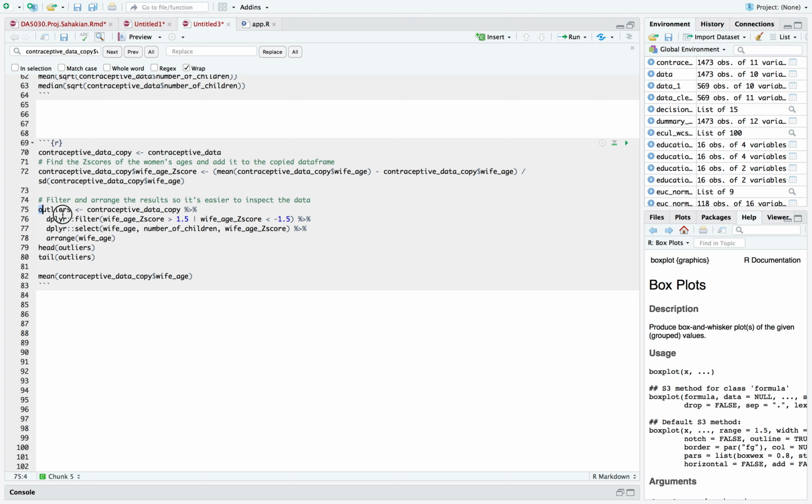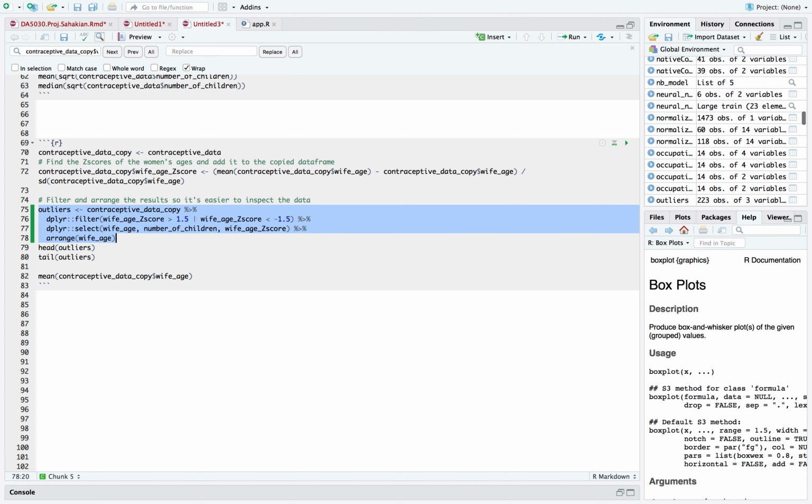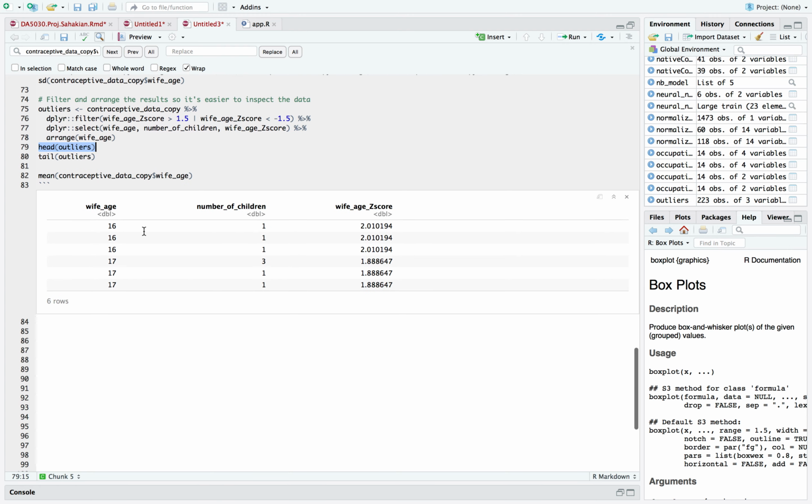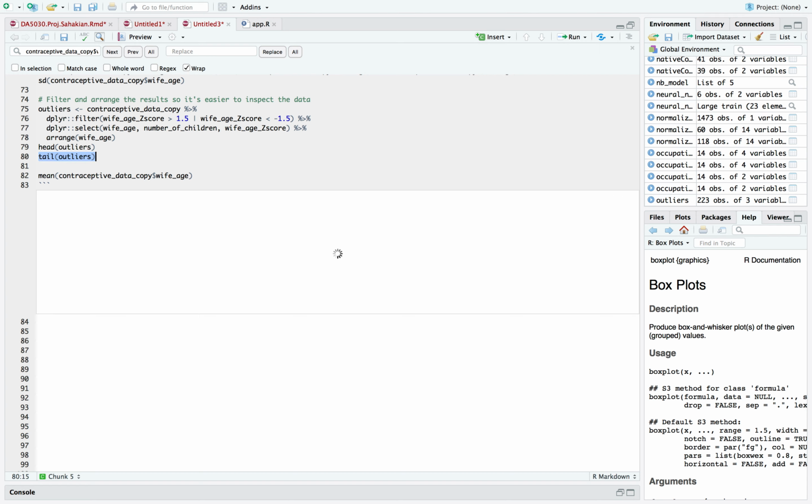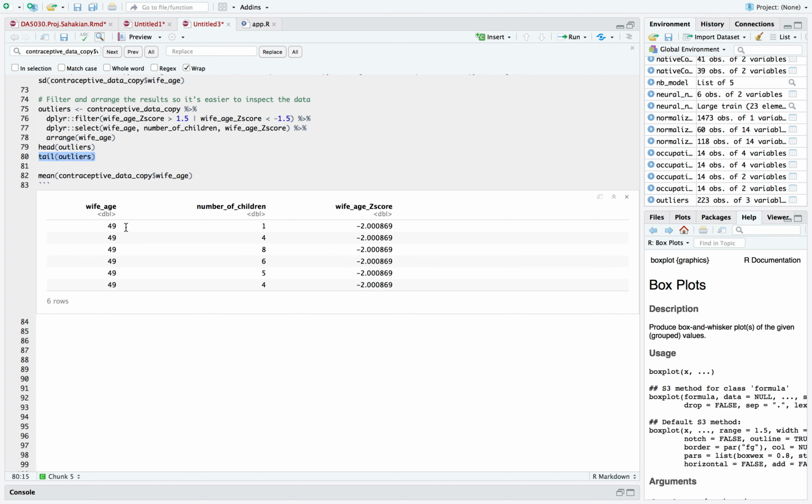And then I filtered for anything that had a z-score of greater than 1.5 or less than negative 1.5. And we can see for the outliers, the youngest women who they interviewed were around 16 and 17 years old. And we can see that they are two standard deviations away from the mean. And when we look at the other end of the outliers, we see that the oldest women that they interviewed were 49 years old, and again, about 2 standard deviations away from the mean.